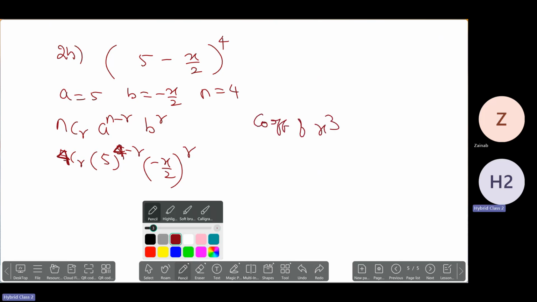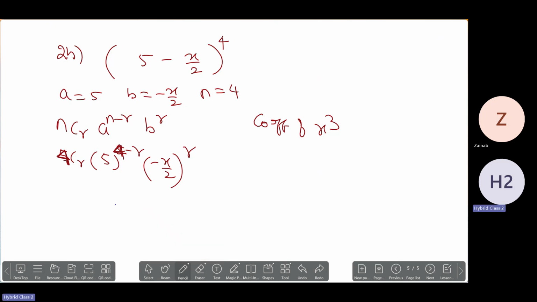Now you see here where x comes, in the form B, it has only power 1. You don't need to bother about minus 1 by 2, that is just a coefficient for x. So x has power 1, and applying R, it remains the same. So it won't make any difference. So R value is supposed to be what? 3. Only then will we end up getting x cube.